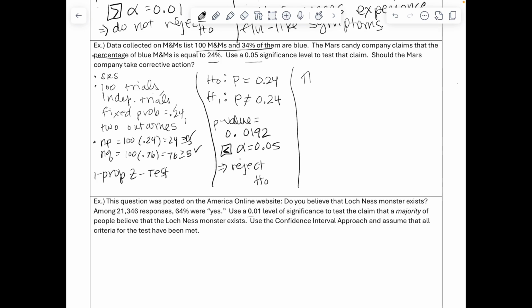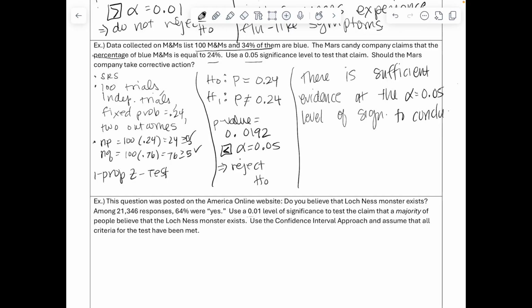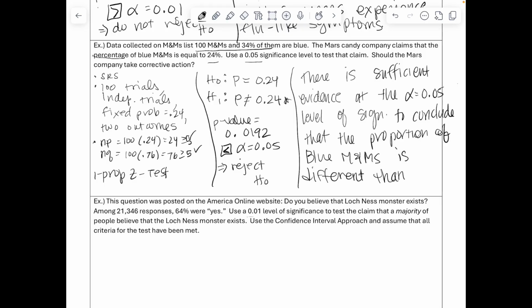So from here we need to write our conclusion, and we're going to say there is sufficient evidence at the alpha equals 0.05 level of significance to conclude that, and again we always talk about H1, so that the proportion of blue M&Ms is different than 24%, or you can write it as 0.24.